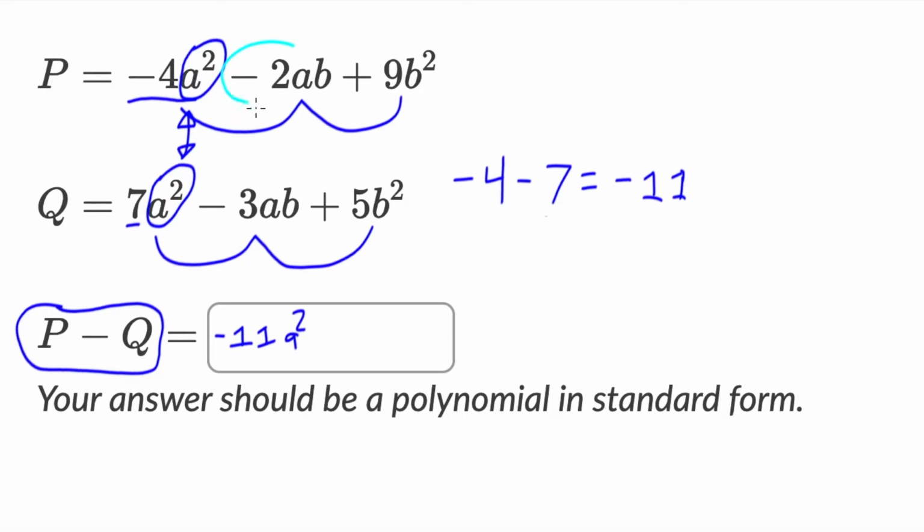We got negative 2ab and we got negative 3ab. Now, are these the same variables? It's ab and ab. So in that case, they work together, and we can do operations with them smoothly. So p minus q, we got negative 2 minus negative 3. And those of you who don't know this cool trick, if you have two negatives right next to each other, they become positives.